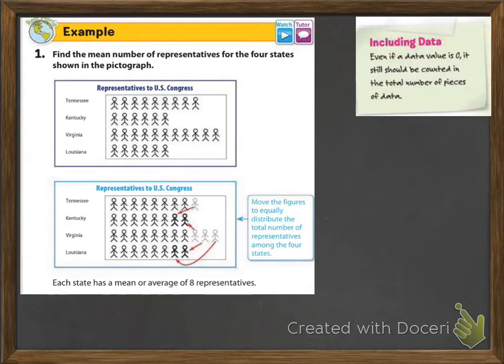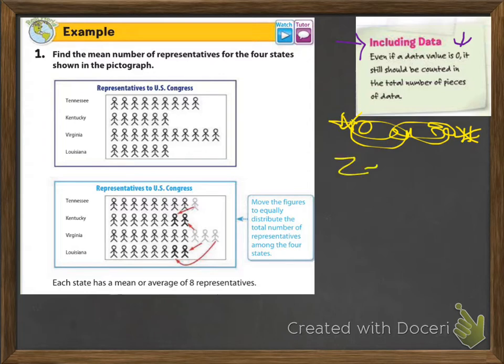Off to the right, I want to draw your attention to including data. Even if a data value is zero, it still should be counted in the total number of pieces of data. This is a very important piece of information. Many people miss that. Zeros count, okay? Zeros count. It says find the mean number of representatives for the 4 states shown in the pictograph: Tennessee, Kentucky, Virginia, and Louisiana. So you're going to count the number of figures that you have.